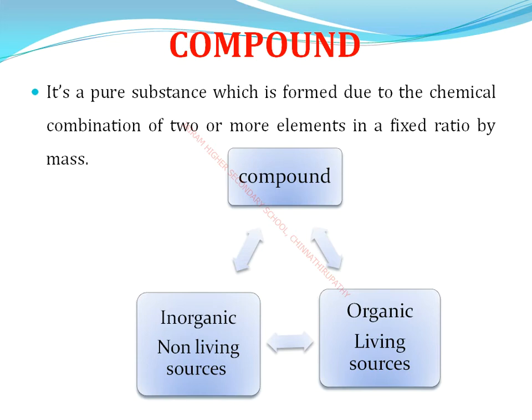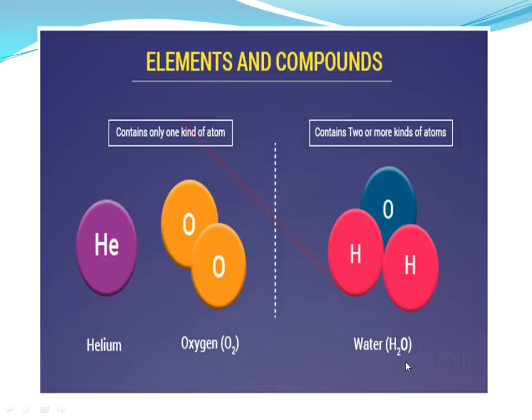Now if we come to the types of compounds, we have two types. One is inorganic and another one is organic. What is inorganic? Where do we get these inorganic compounds? From non-living sources, and organic compounds we get from living sources.